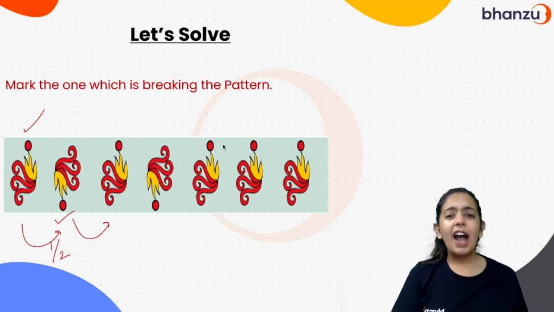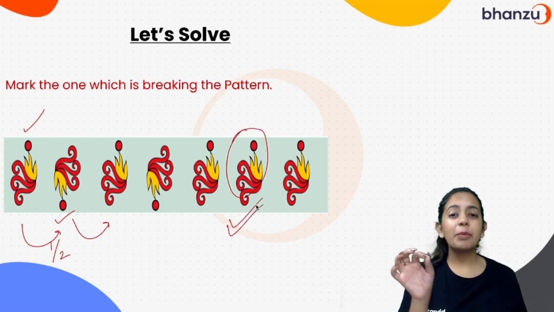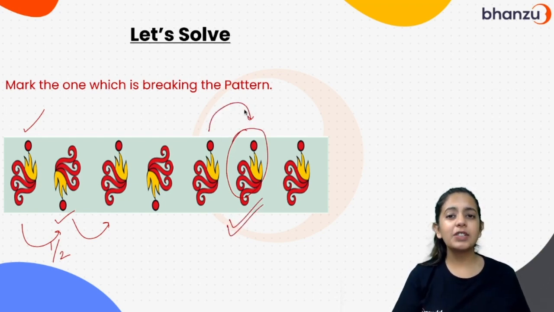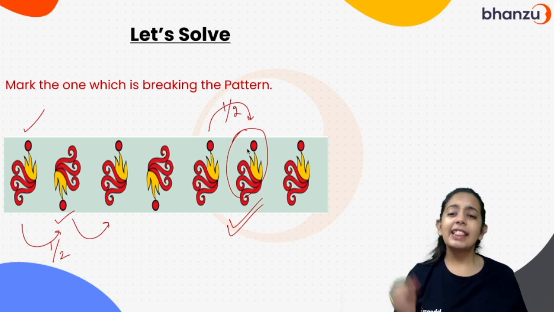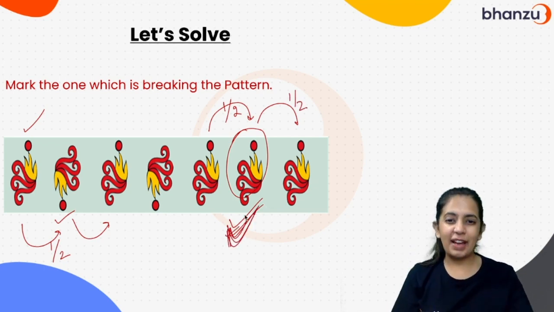Are you talking about this one? Yes, this is breaking the pattern, because if we see the half turn, then it will go down, right? And again in a half turn, this will come. So my dear, this one over here is breaking this pattern.